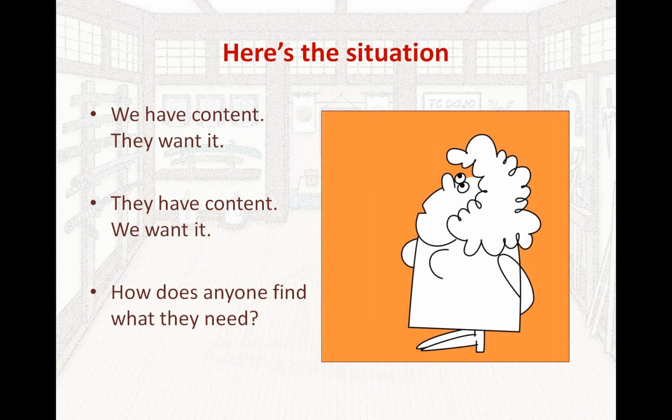So here's the situation. We all have content. They want it. They have content, and we want it. Right? How does anybody find what they need? When we're talking about we and they, it very much depends on who we're talking about. In any organization, the we's and the they's are many.